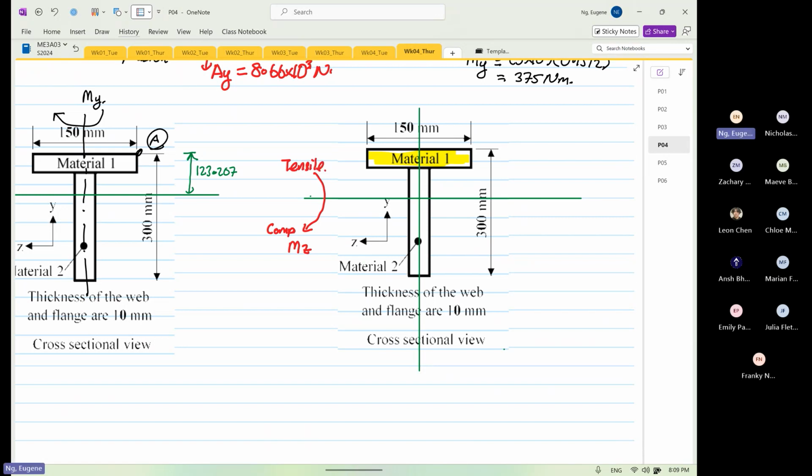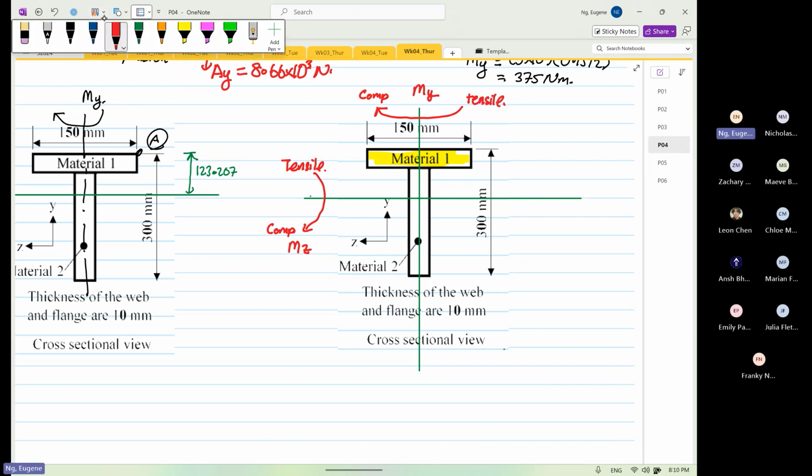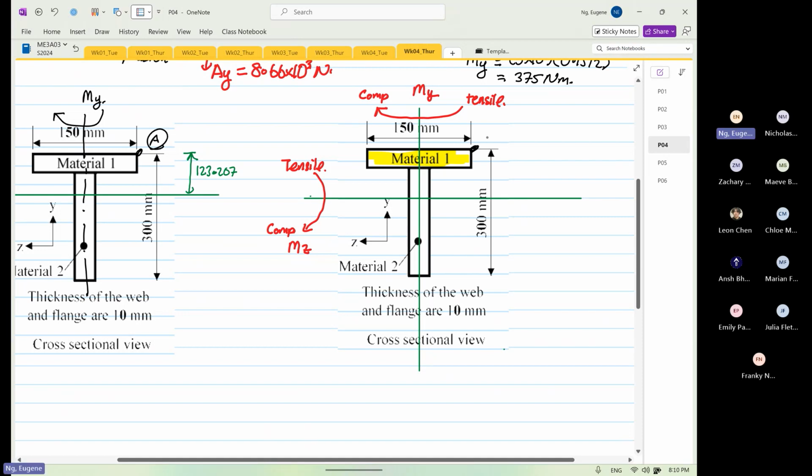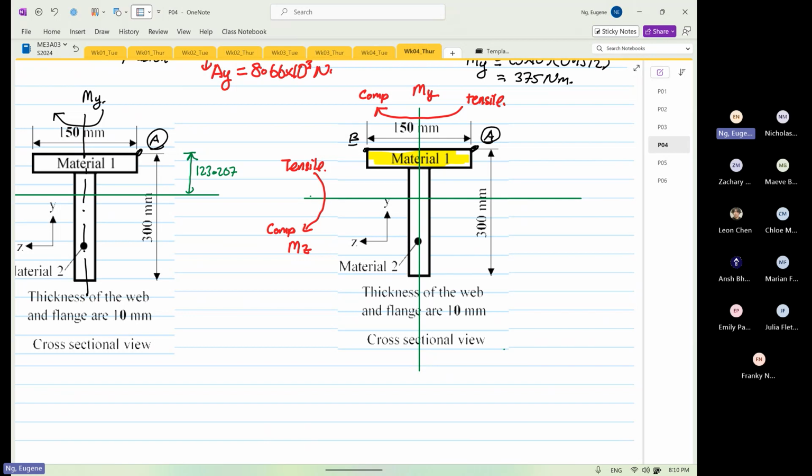And then we have a moment about Y doing this. Okay, so this is compression. This is tension, right? So if we were to pick 2 points, we pick over here point A, and we pick point B over here.